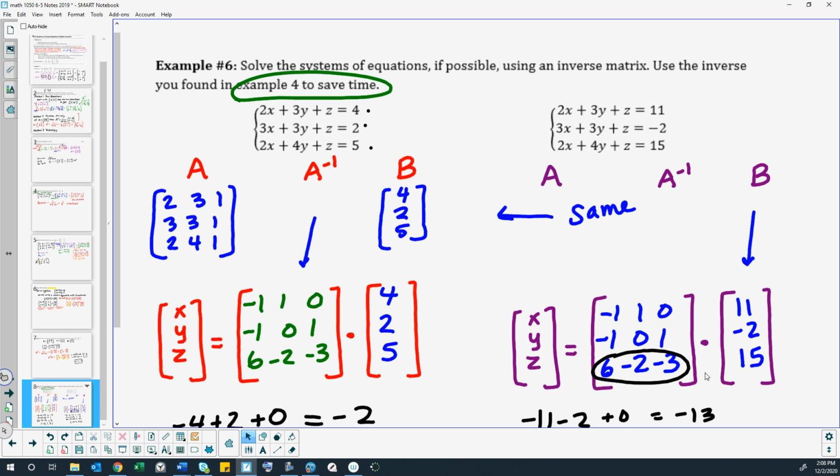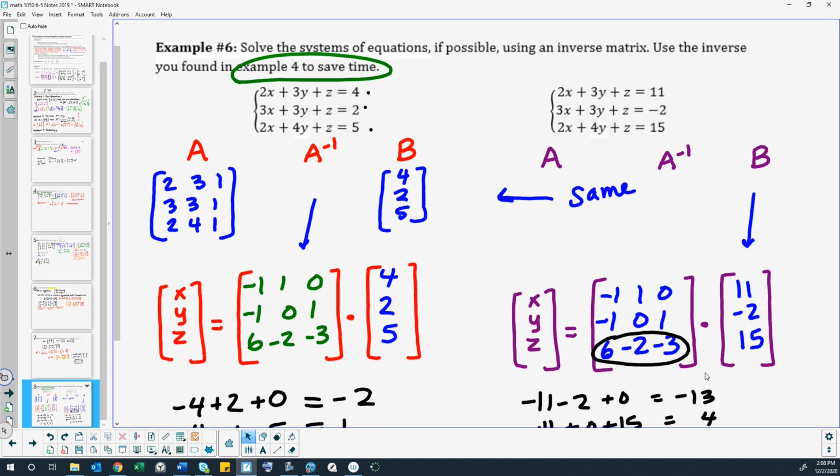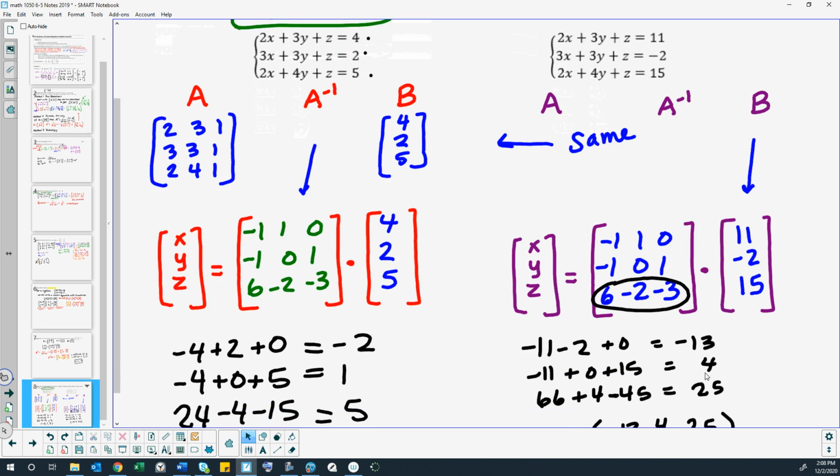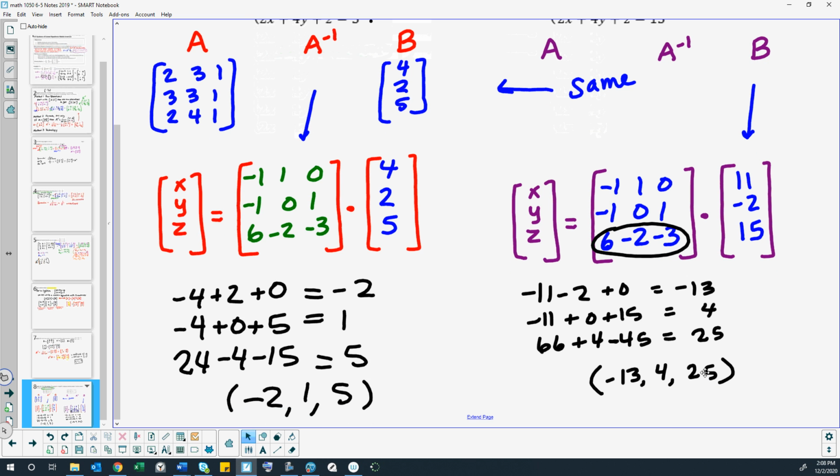So we're just reusing that work we did on example 4 to do two other problems, showing you just take that inverse that you already know, you multiply the constant matrix, you find the answers. And that is probably the type of problem that would be on your final exam. At least that's what they've done in the past.